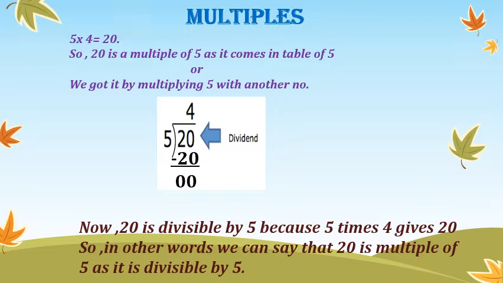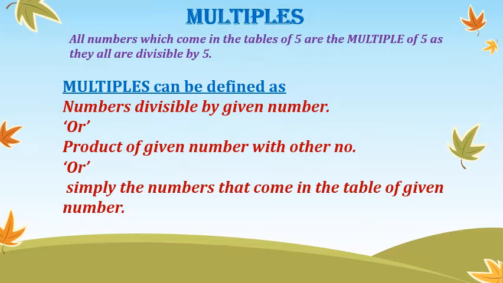As here in this example, you can say that 20 is divisible. That means 20 can be divided into 5 equal parts and the remainder will be 0. So 20 is divisible by 5 because 5 times 4 gives 20. So in other words, we can say that 20 is a multiple of 5 as it is divisible by 5. So we can summarize that all numbers which come in the table of 5 are the multiples of 5 as they all are divisible by 5.